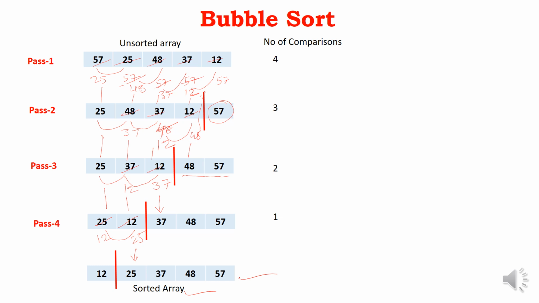Now let us consider the number of comparisons in every pass. In the first pass, we have compared 5 elements, and by comparing these 5 elements, we had 4 comparisons. The first element is compared with the second element, with the third, the fourth, and the fifth element. So, you have 4 comparisons.